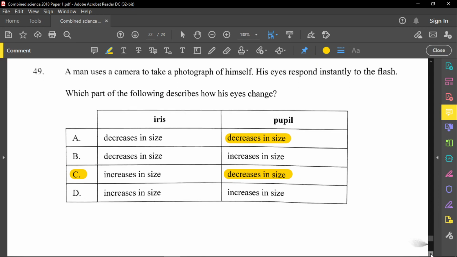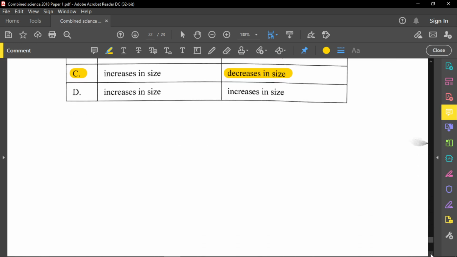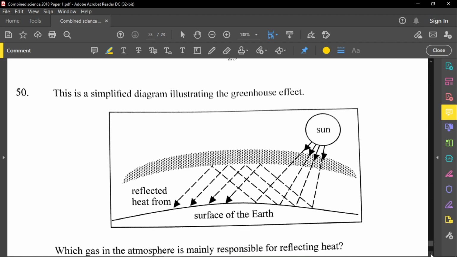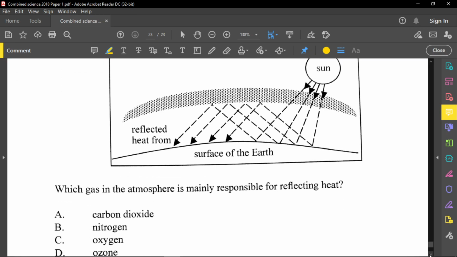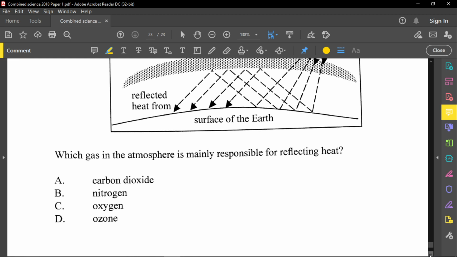All right. Last question, and we're out of here. This is a simplified diagram illustrating the greenhouse effect. This is reflected heat right here, and this is the surface of the earth, and this is the sun, and this is a layer of gas. This question asks, which gas in the atmosphere is mainly responsible for reflecting heat?